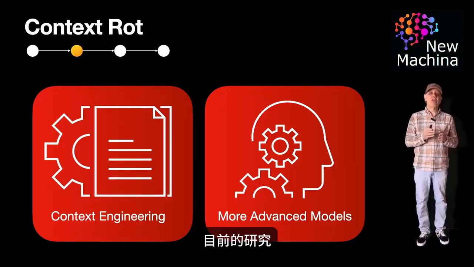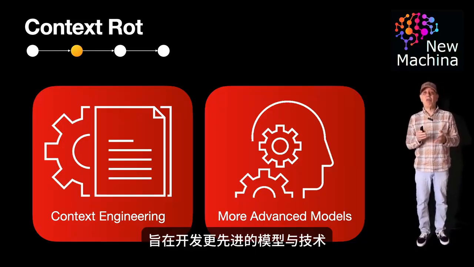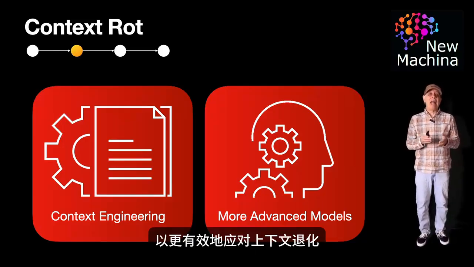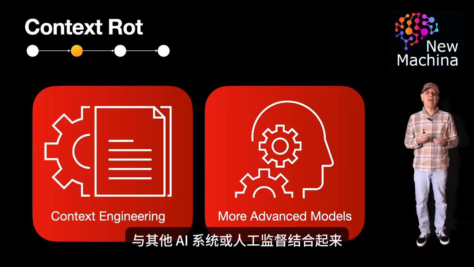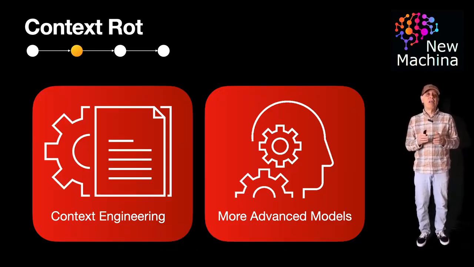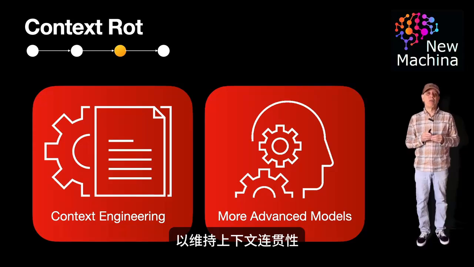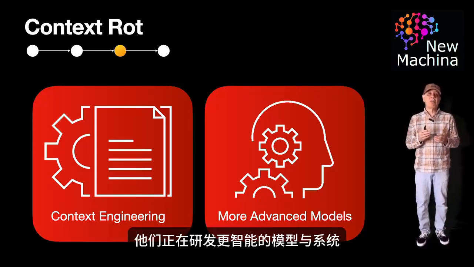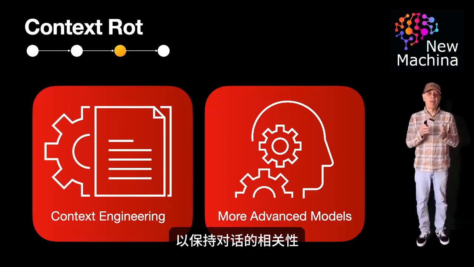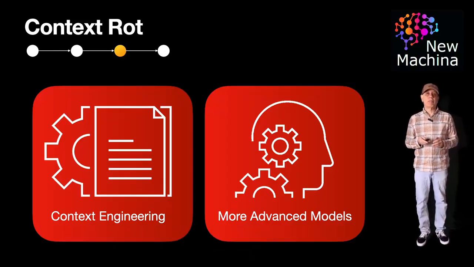So are the LLM providers working to reduce context rot? Well, ongoing research aims to develop more advanced models and techniques to tackle context rot effectively. Hybrid systems combine LLMs with other AI systems or human oversight to maintain context and coherence. In essence, they're working on smarter models and systems to keep the conversations relevant and coherent.